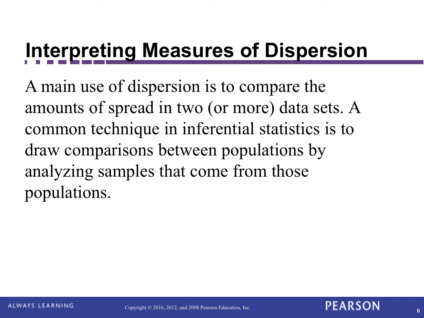A main use of dispersion is to compare the amounts of spread in 2 or more data sets. A common technique in inferential statistics is to draw comparisons between populations by analyzing samples that come from those populations. So if you calculate 2 standard deviations, and one sample set is at 3, and in another sample set the standard deviation is at 5, then you know that the set with a standard deviation of 5 has more dispersion, or more spread, in the data.